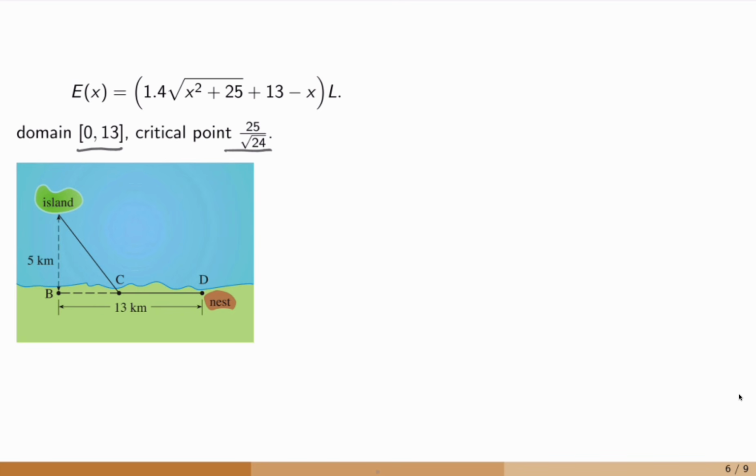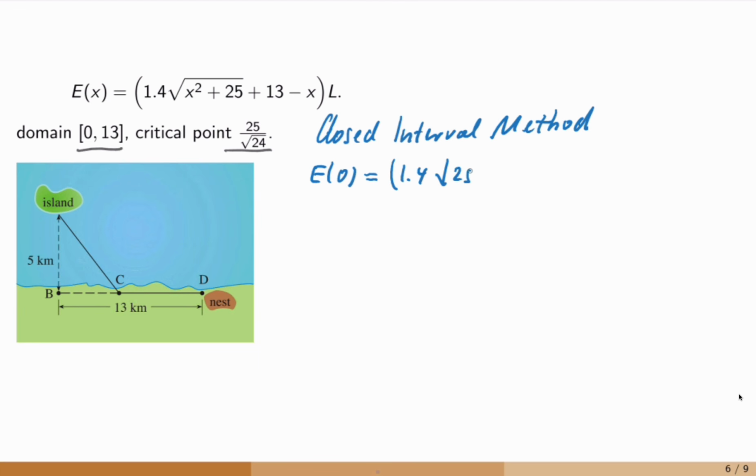And now we use the closed interval method, which means we need to evaluate the function on the boundary points and on the critical points. So E at 0 is equal to 1.4 root of 25, which is 5 of course, plus 13 minus 0, times L. And then if you figure this out, this is 20 times L.